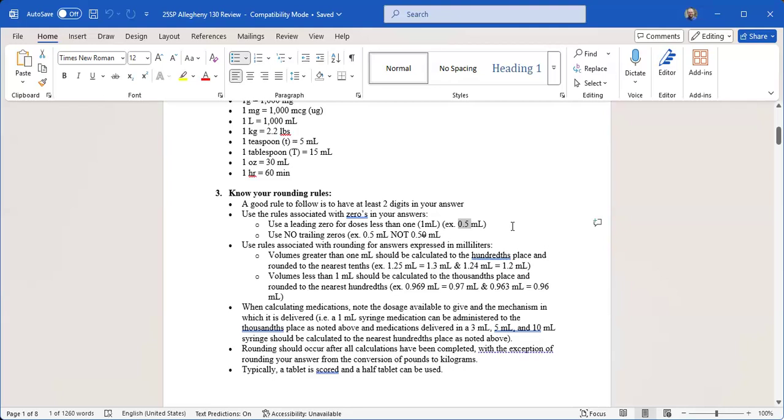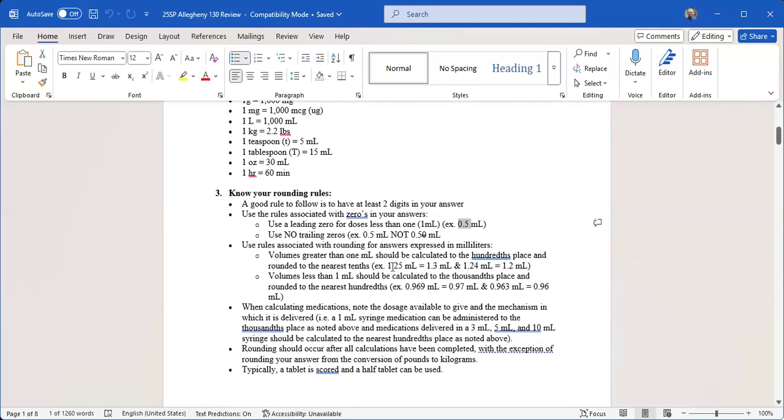When it comes to rounding, it's more specific towards pounds to kilograms, and when you're dealing with milliliters, even milliliters per hour: if the volume is greater than 1 milliliter, round to the nearest tenth. If it's less than 1 milliliter, then you can round to the hundredth place. Okay. And I gave some examples of that here.